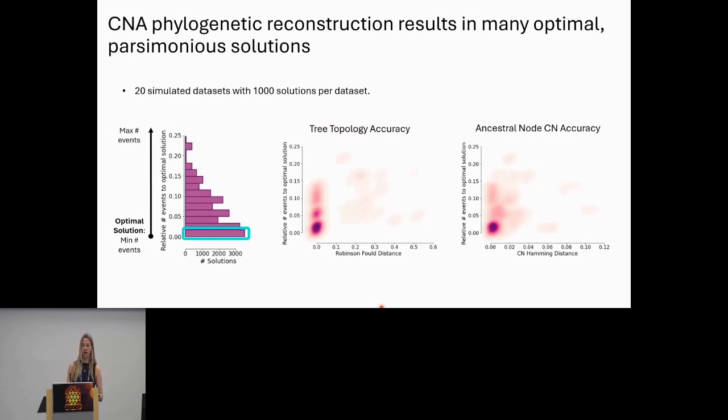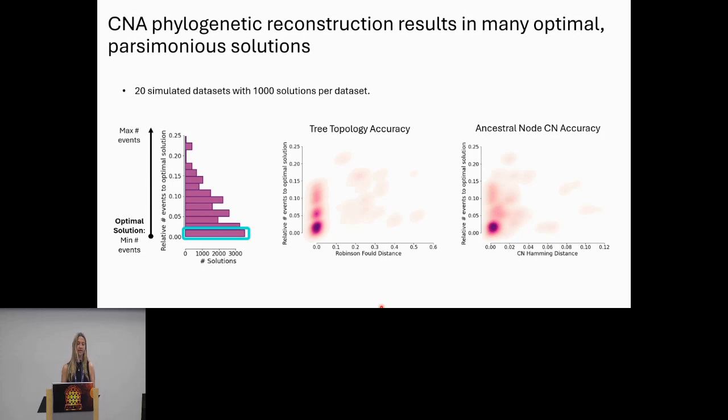The first question we wanted to ask is how important is it for us to reconstruct these multiple solutions? Do we find that there are many optimal solutions within the data? In order to achieve this, we applied SPICE to 20 simulated data sets and enumerated 1,000 solutions per data set. On the left here, we have a plot that shows us the number of solutions that we observed, where the y-axis is the relative number of events compared to the optimal, such that 0 is the optimal solution. What we can see is there are actually thousands of optimal solutions possible for even these 20 data sets, highlighting the importance of us accounting for these within our phylogenetic reconstruction.